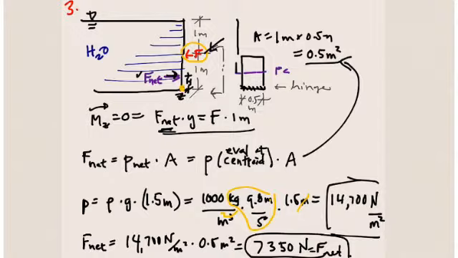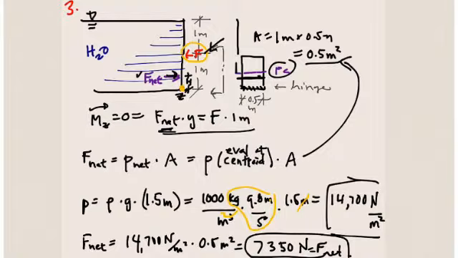We know it's going to be acting at a depth that's lower than the actual center. Is it going to be significantly lower? It's actually probably not. But let's go ahead and do it just to figure it out.